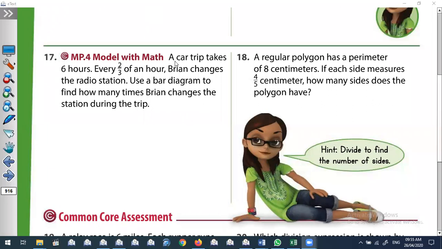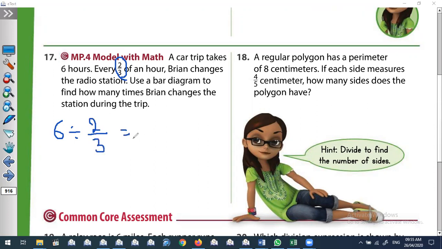Number 17. A car trip takes 6 hours. Every 2 over 3 of an hour, Brian changed the radio station. Use a bar diagram to find how many times Brian changed the station during the trip. So we need to divide 6 divided by 2 over 3, like that.